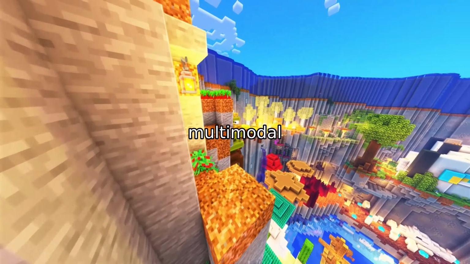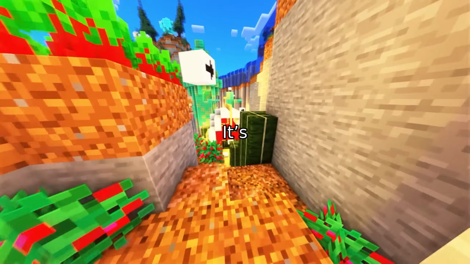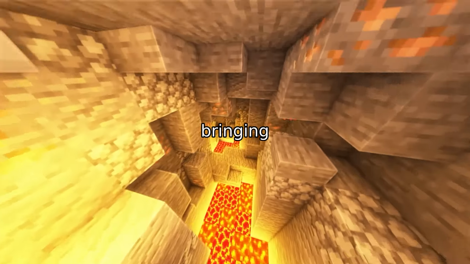Because the future of multimodal fusion isn't just about better models. It's about smarter, more flexible, and more efficient ways of bringing different worlds together.